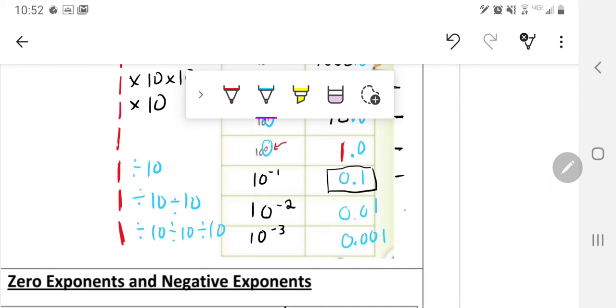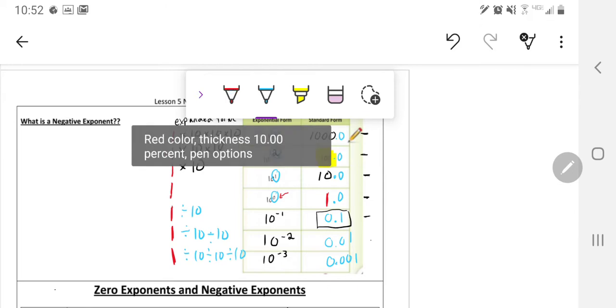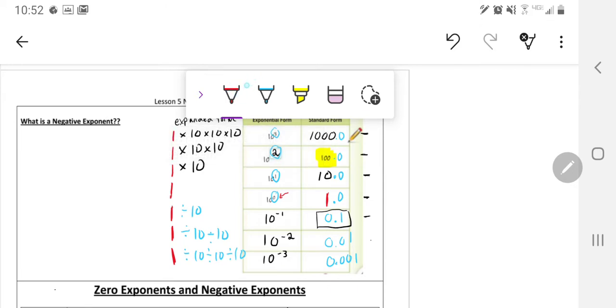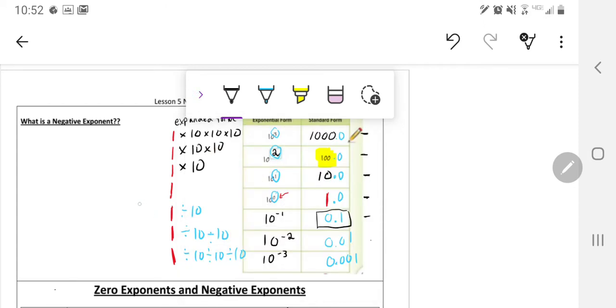So just like a positive exponent can be thought of as telling you how many times to multiply something, a negative exponent is almost like how many times you're going to divide by something. All right? We can also think of it, if we write these in kind of fraction form, this would be 1 over 10, this next one would be 1 over 10 to the second, and this last one would be 1 over 10 to the third.